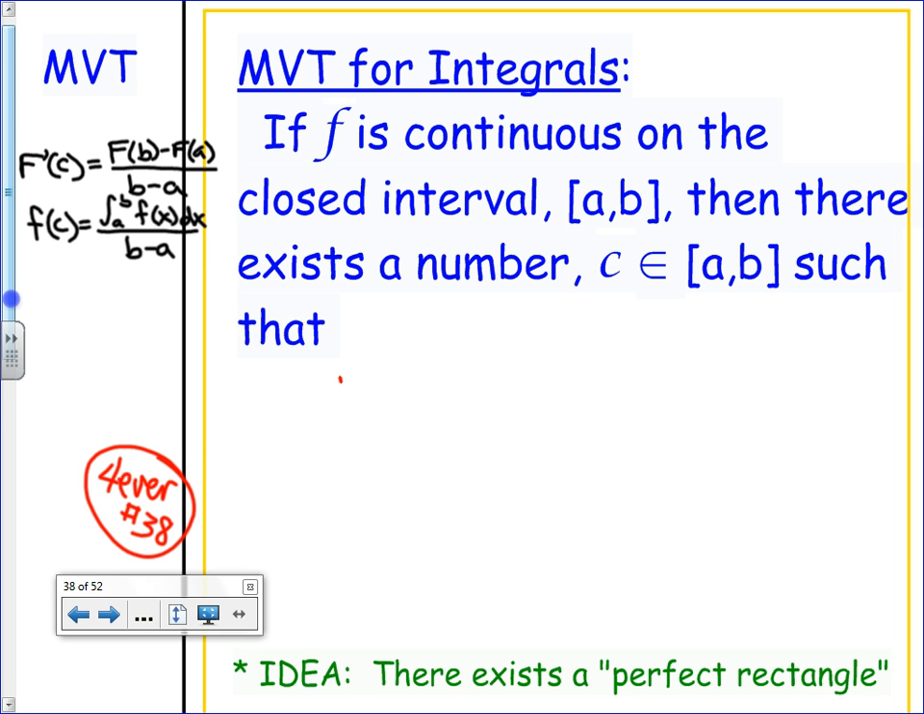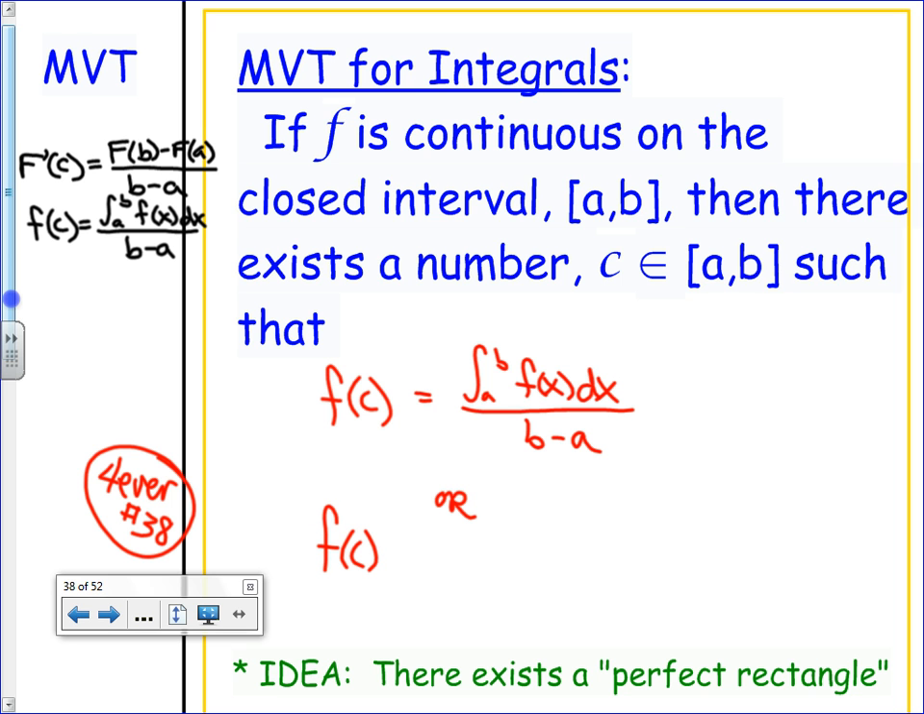So, two different ways of writing it. I could write little f of c, which is the derivative of the antiderivative, equal to the integral from a to b of f of x dx over b minus a. Or, another way of writing it, f of c times b minus a is equal to the integral from a to b.